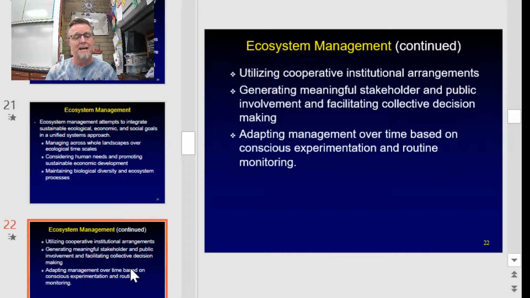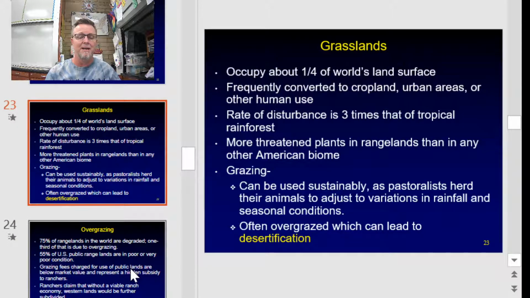We have to adapt our management over time based on conscious experimentation and routine monitoring, which means that we can't just set a plan in motion and walk away and simply hope for the best. We have to go back and use conscious experimentation and monitor the area frequently to make adjustments to the plan as needed and sometimes on the fly.